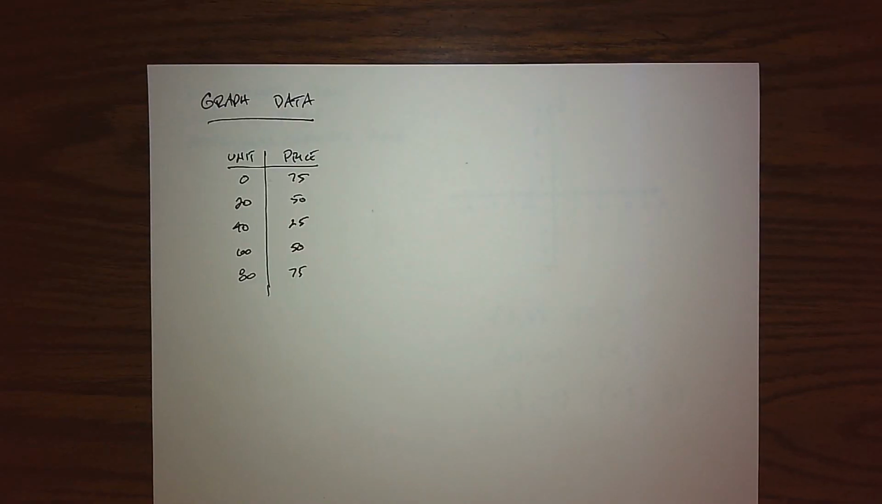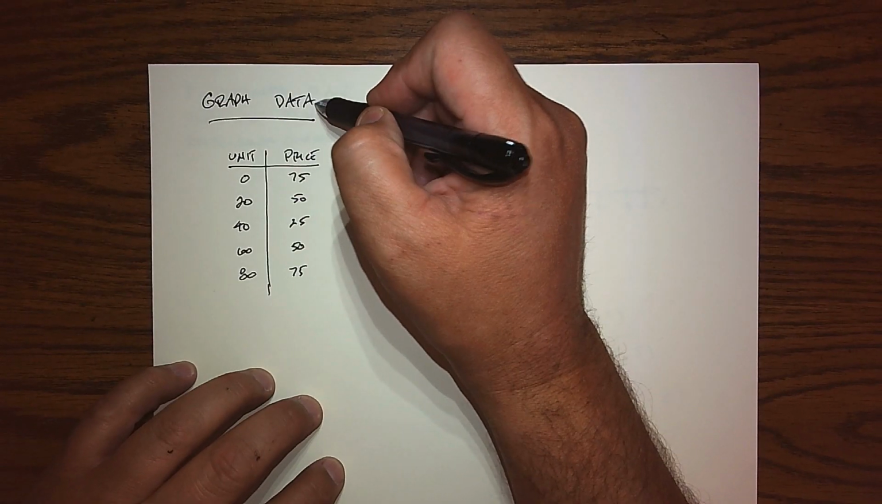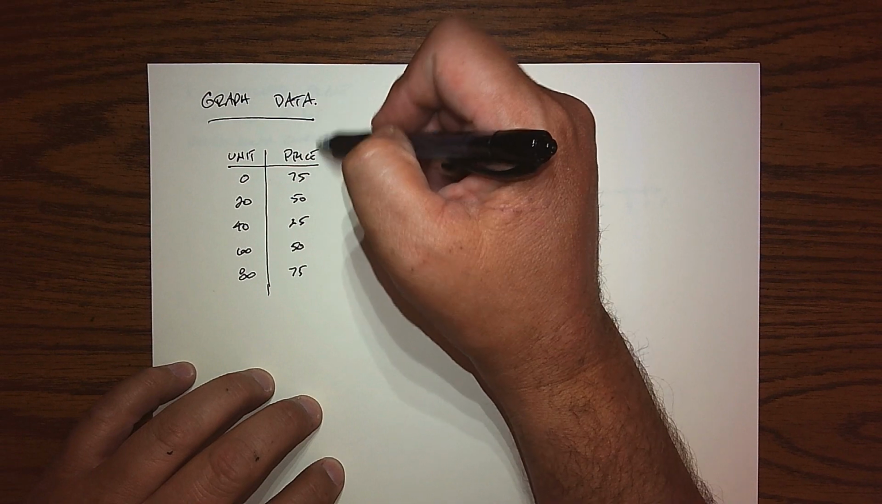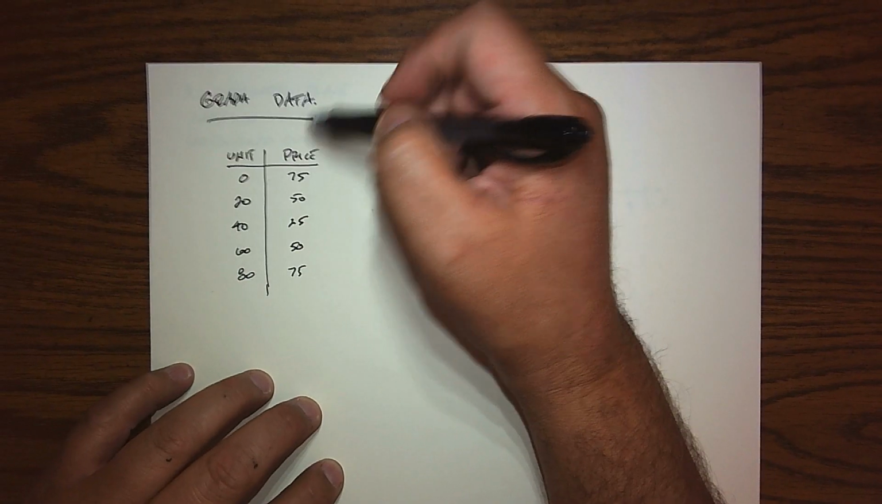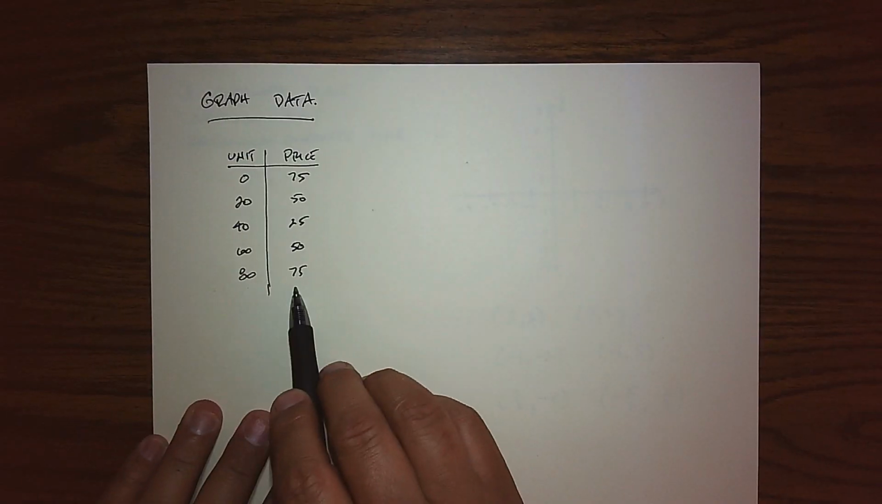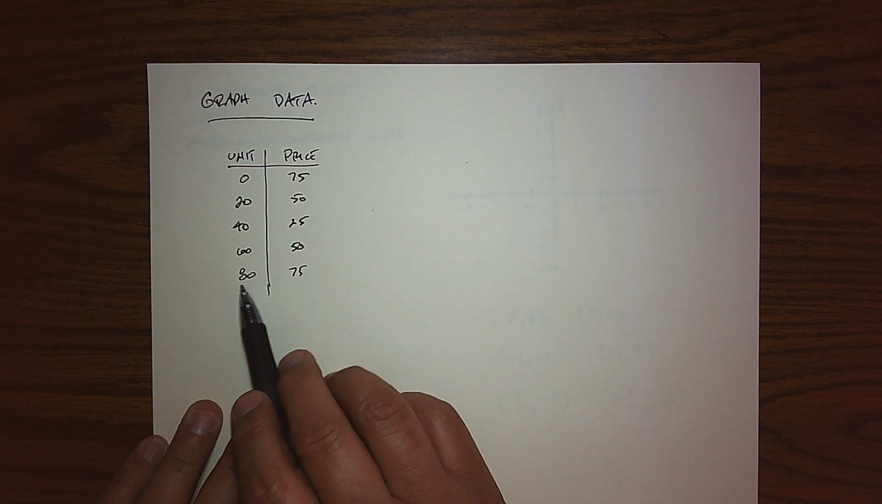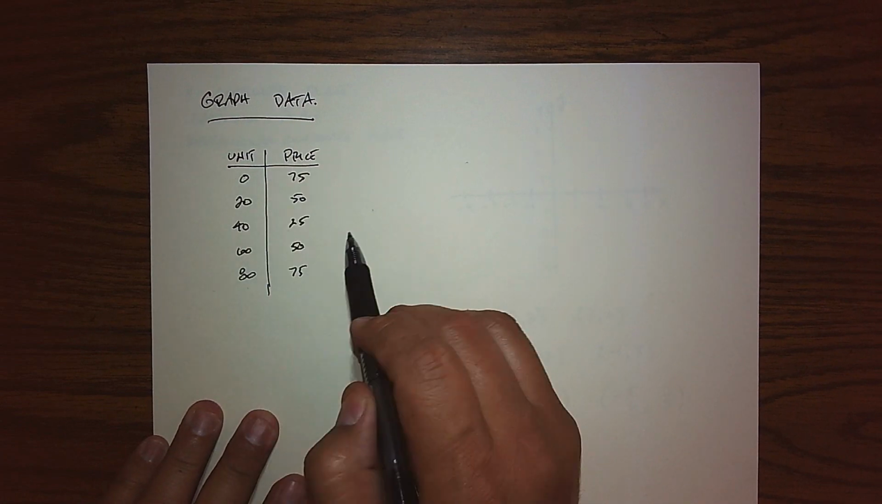Okay, so the next item we're going to talk about is, now that we know a graph is basically a visualization of data, what happens when we just have data? What do we do? What decisions do we have to make? First of all, we're going to need two different number lines, one representing the number of units that I have, and one representing the price that I have.